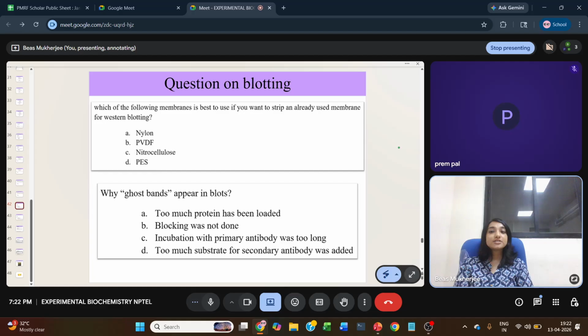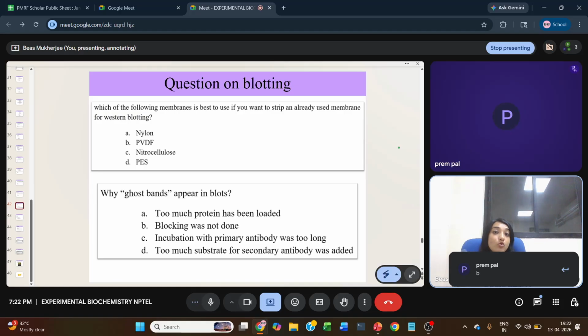Question on blotting once again. Which of the following membranes is best to use if you want to strip an already used membrane for Western blotting? That means you want to remove all the immobilized protein and everything from that membrane. That is called stripping. So then what membrane should you use? There is nylon membrane, nitrocellulose membrane, and PVDF membrane.